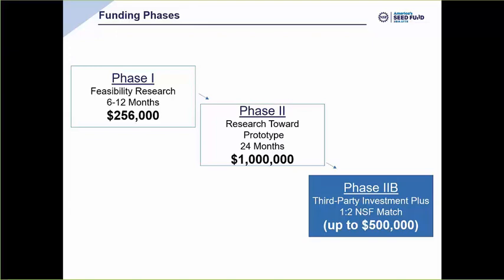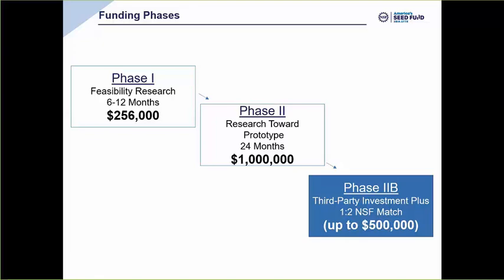In Phase 2, you're also eligible for supplemental funding. The big supplement that you can get is what we call Phase 2B, and that is a matching supplement where NSF will partially match qualifying third-party investment or qualifying third-party funding that your company receives during the award. In that case, NSF can match up to $1 for every $2 of external funding that you raise, up to an additional $500K of NSF funding.